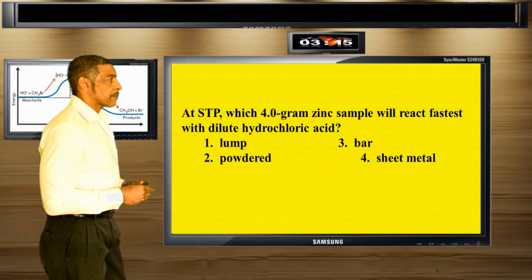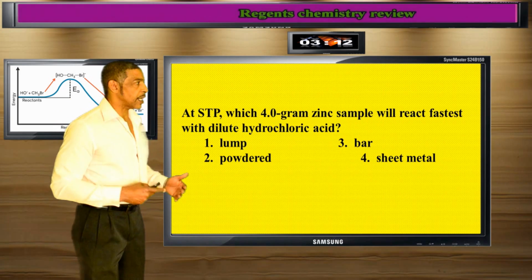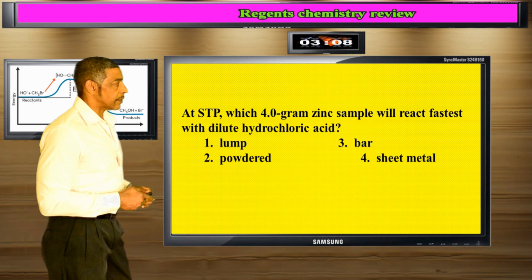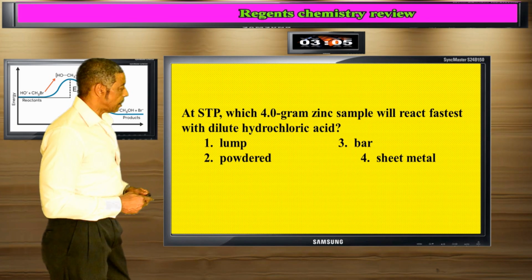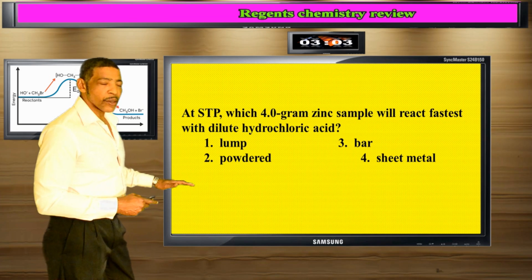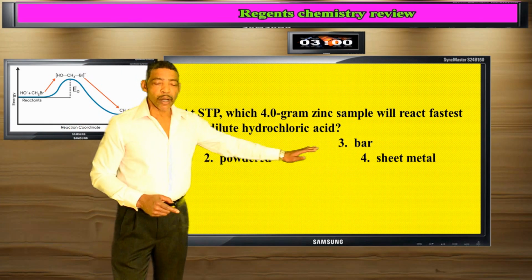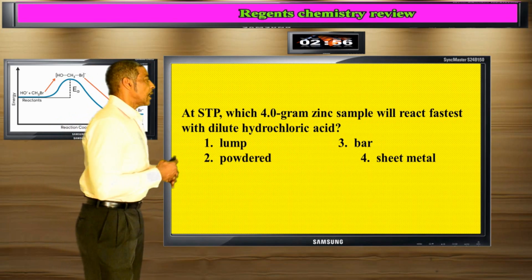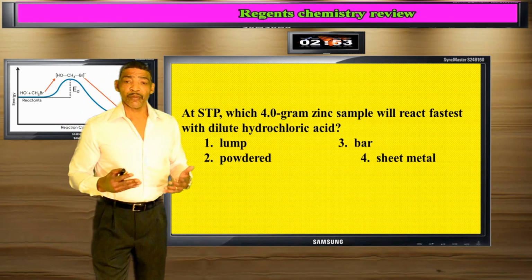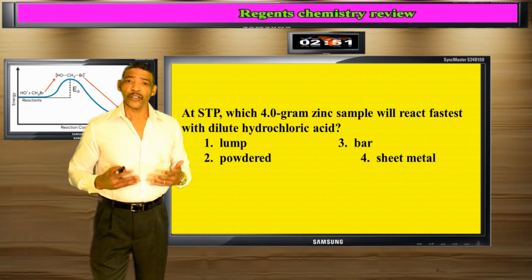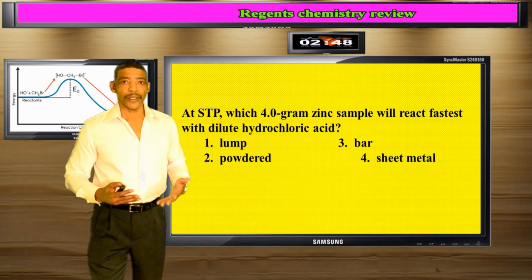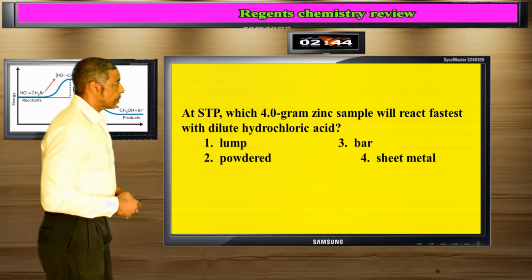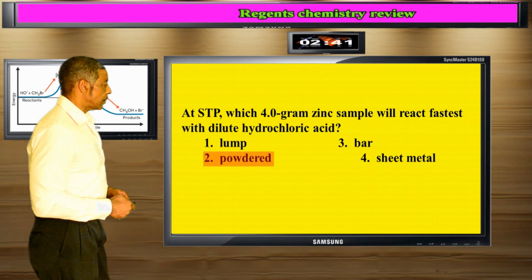At STP, which 4.0 gram sample of zinc will react fastest with dilute hydrochloric acid? Number 1, lump. Number 2, powdered. Number 3, bar. Or number 4, sheet metal. Well, one way to increase the rate of a reaction is by increasing the surface area. To do this, we may grind the reacting particles into a powder. So the correct answer to this question is number 2, powdered.